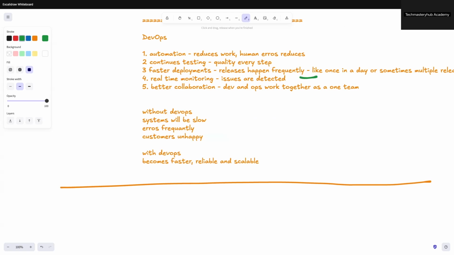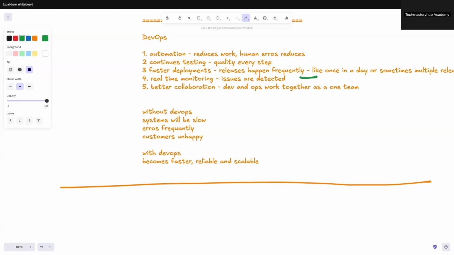Okay. So instead of months, releases can happen daily or even multiple times in a day. So DevOps is not just an improvement, it is a necessity in modern IT systems. Without DevOps, systems are slow, errors are frequent, customers are unhappy. But with DevOps, everything becomes faster, reliable, and scalable. So DevOps is very important in today's IT world.